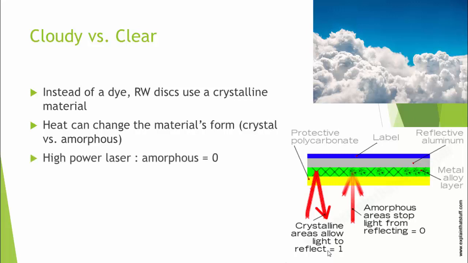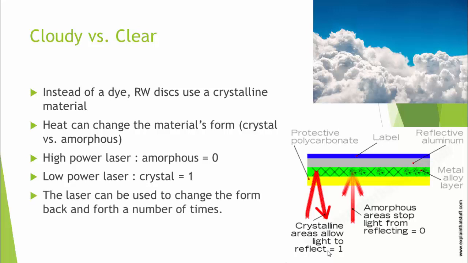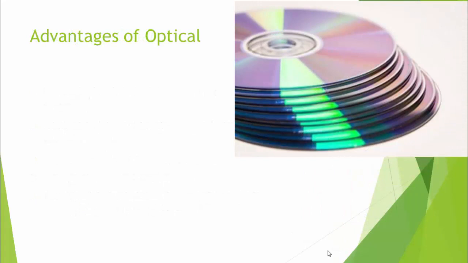And the good news is that process is reversible. We can take the high-power laser and make the crystal amorphous. We can take a low-power laser and allow it to go back to crystalline form. And that disk will support this exercise multiple times over. So we can rewrite that optical disk.